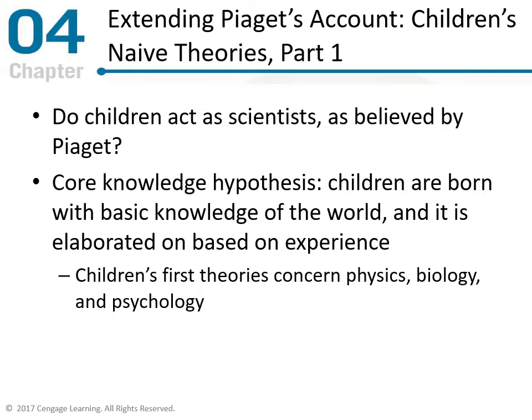By the time they're 4 years old, children's understanding of living things is so sophisticated that they aren't fooled by lifelike objects. They aren't fooled by robots, and they aren't fooled by things that are made to look human. So that's kind of the progression of biology.